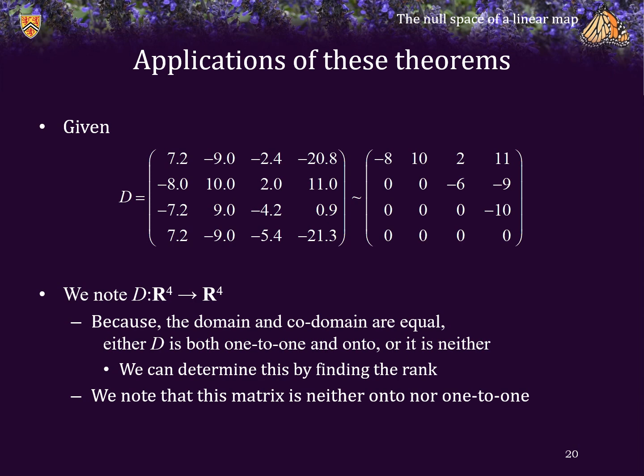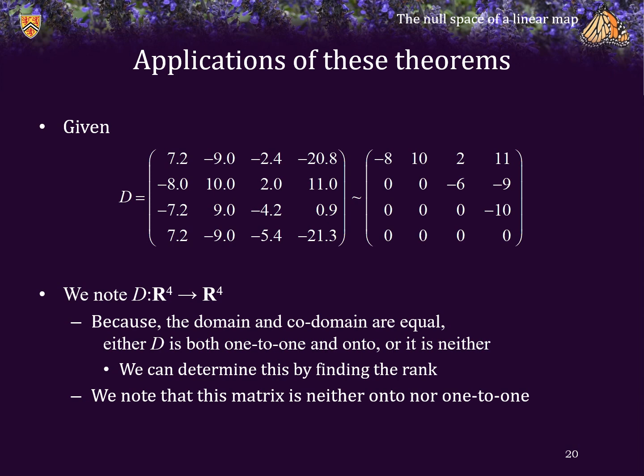We note that this matrix is not onto, for the rank of the matrix is 3, therefore the dimension of the range is 3, and 3 is less than the dimension of the codomain. Thus, the range is a three-dimensional subspace of R4 that does not equal all of R4.